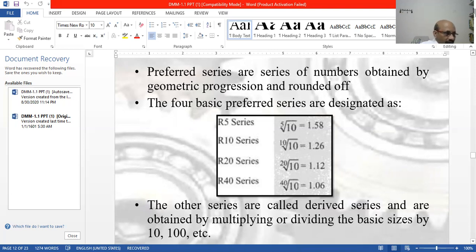So we learned this with the help of preferred numbers. Once again, I repeat: these preferred numbers are the R5 series, R10 series, R20 series, and R40 series. Fifth root of 10, 10th root of 10, 20th root of 10, 40th root of 10. All these things.